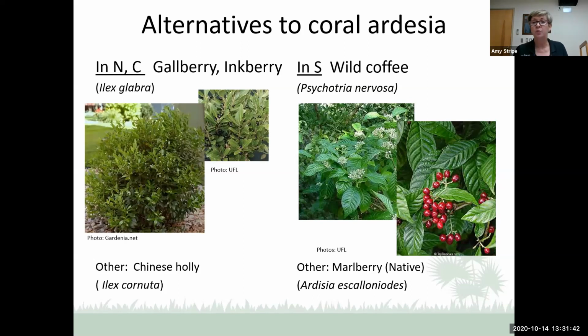Your wild coffee will do really well in shade, has a wonderful white blossom that becomes, right about now, at least in Central Florida, these red berries, and beautiful glossy leaf, just a gorgeous plant. Another native alternative for South Florida is the marlberry, Ardisia escallonioides. Marlberry is a plant that really prefers shadier conditions. It also produces a similar looking berry, although it's black. It has really pretty white blossoms also.